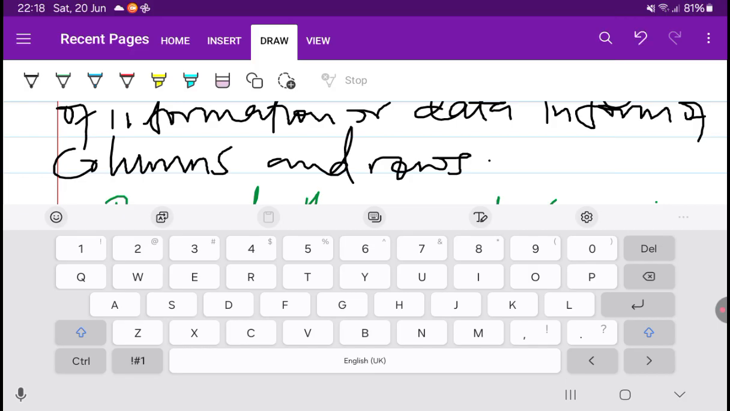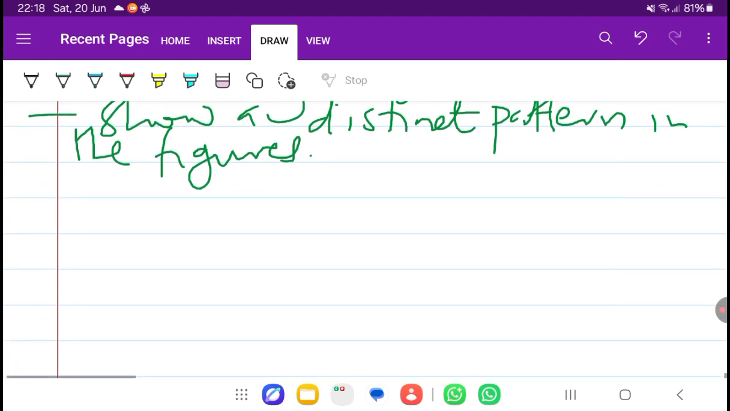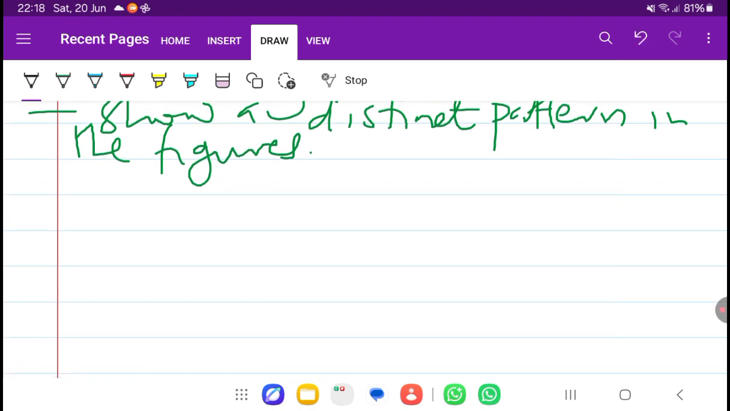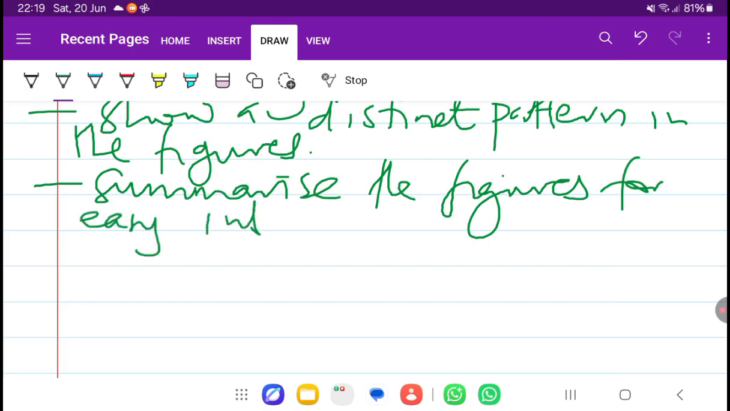Of course, the third reason why we organize the data into tables is because we want to summarize the figures. We want to summarize the figures for easy interpretation.